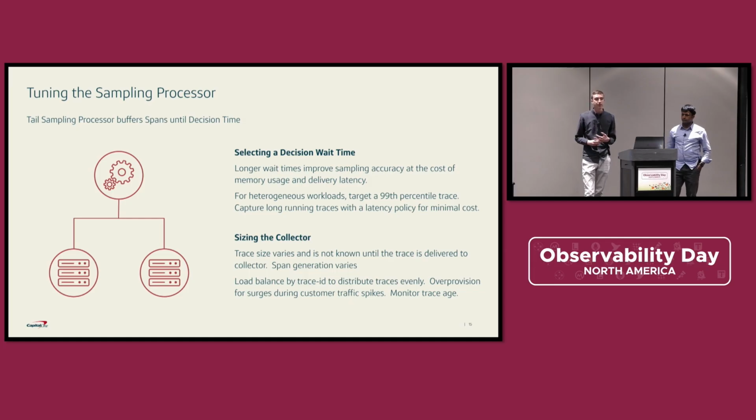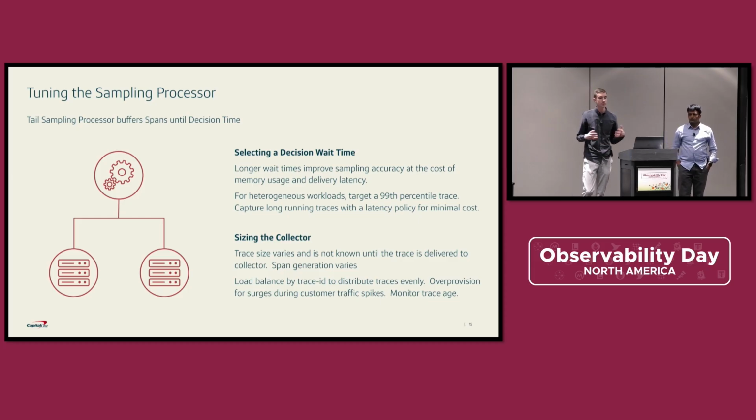But once you deploy these gateways in that layered approach with the sampling exporter, the load balancing exporter, and the sampling processor, you have another key decision to make, and that's the decision wait time. We have this rule set. We have to decide when to run the rule set on each trace. The way the tail sampling processor handles this is the first time it sees a trace, as in the first time it's received a span for that trace, it starts a timer. And when the decision wait time timer exceeds the specified value, it runs your rule set.